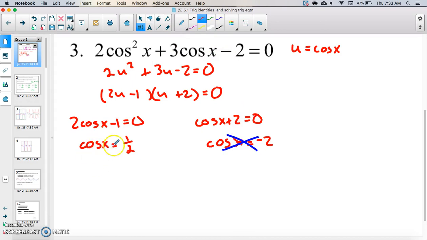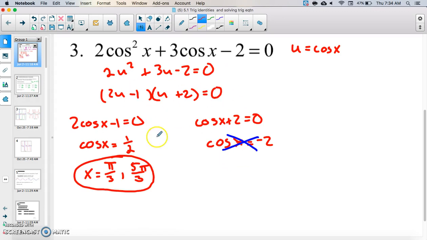But cosine does equal 1/2. The quadrants where cosine is positive are the first quadrant and the fourth quadrant. So x is going to equal pi over 3 and 5 pi over 3. We're going to do a lot with this stuff today.